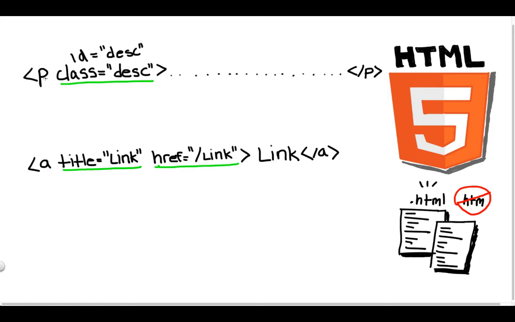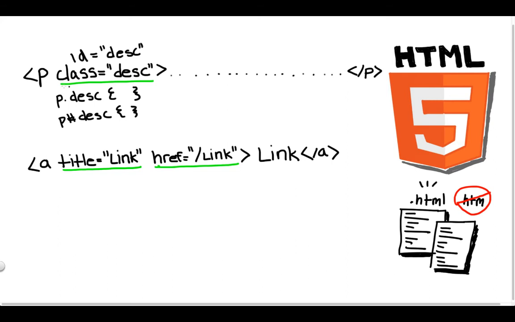So if I wanted to style all the paragraph tags with the class DESC in my CSS, I could write something like p.DESC, and then I could do a style rule there. Subsequently, with the ID it would be p#DESC, and then the style rule. So these are class and ID attributes.